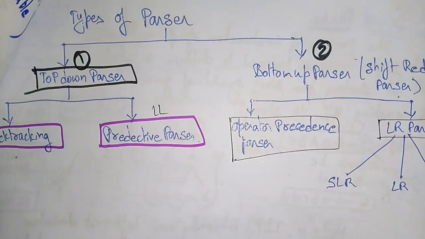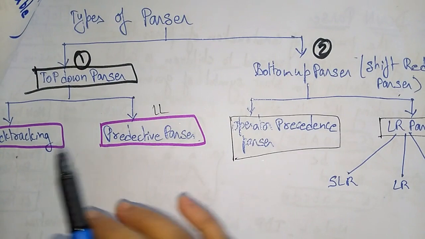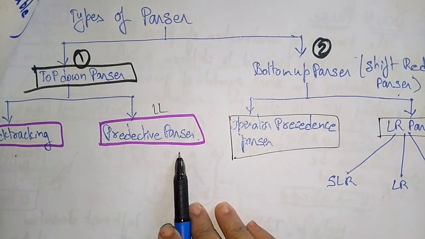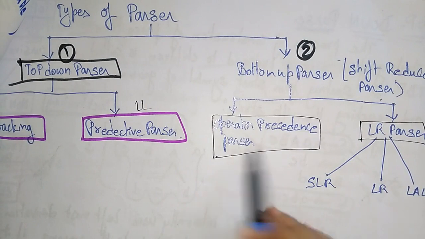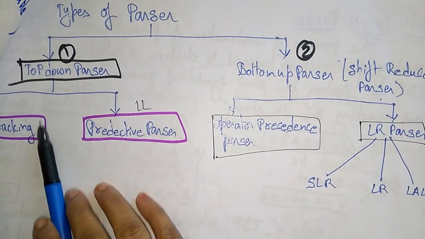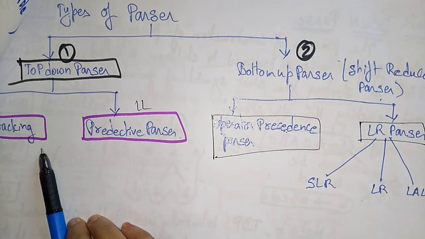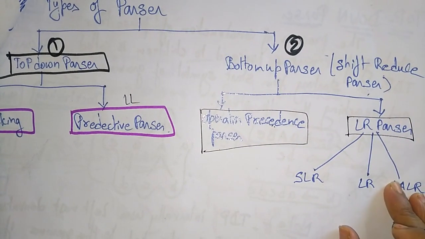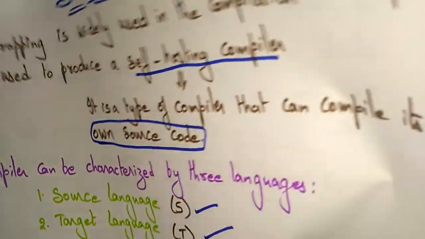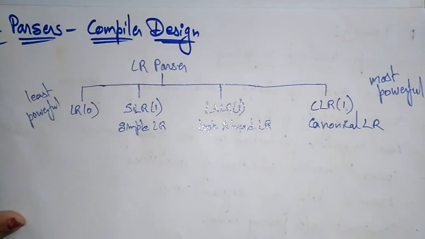So far, the parsers I explained in the videos are backtracking, LL parser, that is the predictive parser, shift reduce parser, and operator precedence parser. The last two come under bottom-up, and the first two are the top-down parsers. Now let's see another type of bottom-up parser. This is the LR parser. So now let's see what is this LR parser.